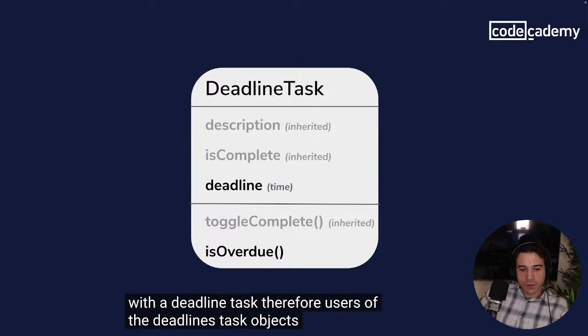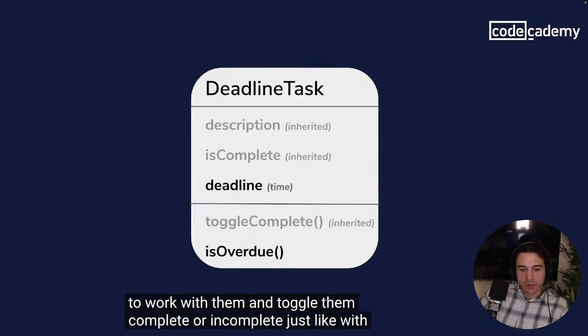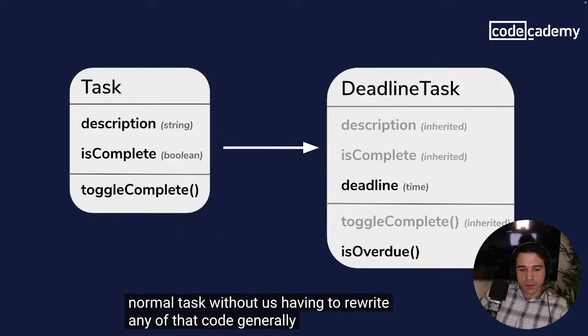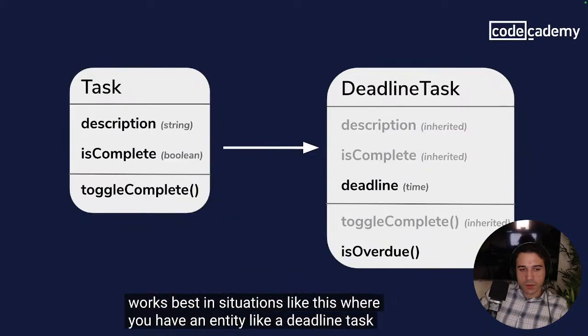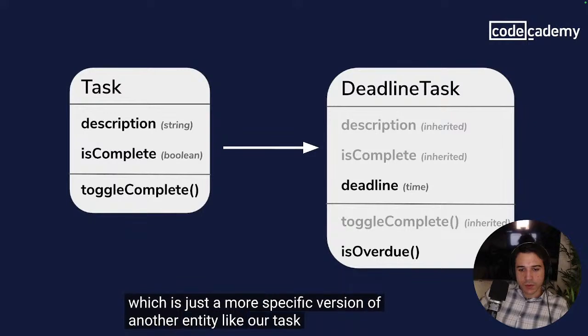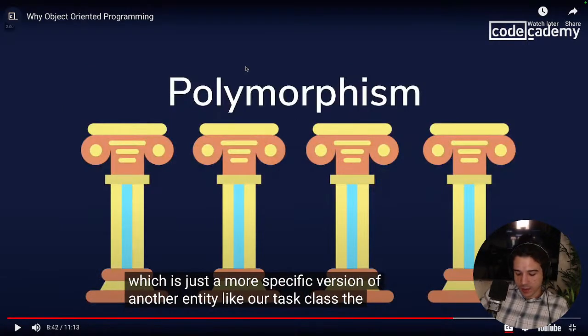Therefore, users of the deadline task objects will be able to work with them and toggle them complete or incomplete, just like with a normal task, without us having to rewrite any of that code. Generally, inheritance works best in situations like this, where you have an entity like a deadline task, which is just a more specific version of another entity, like our task class.